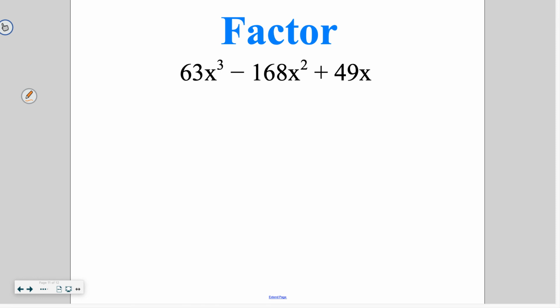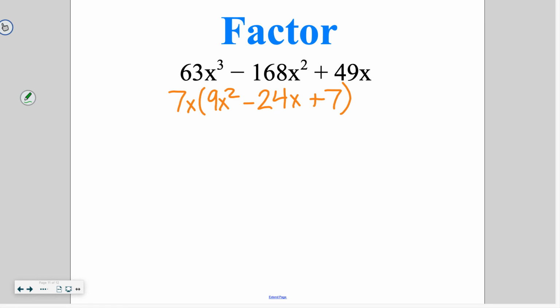Last example I'm going to go through. I have 63x to the third minus 168x squared plus 49x. Again, we're going to start by looking for a GCF. I know 63 and 49 can be divided by 7, so I'm going to go ahead and check the middle. That also can be divided by 7, and they all have an x. So I'm going to pull out 7x, and that's going to give me 9x squared minus 24x plus 7.